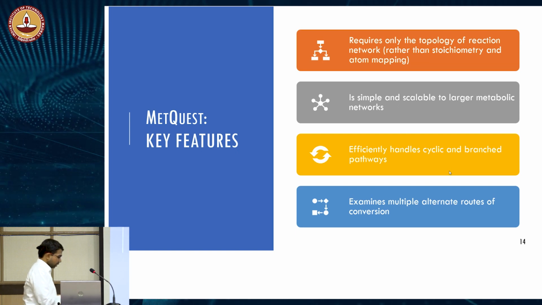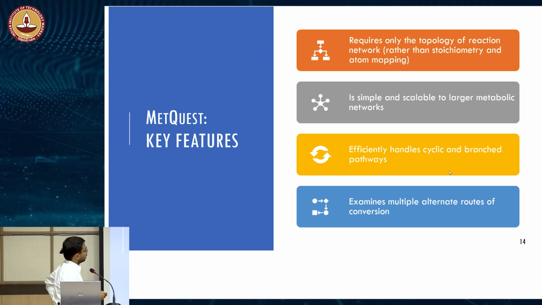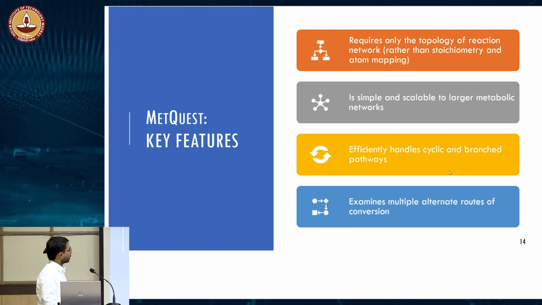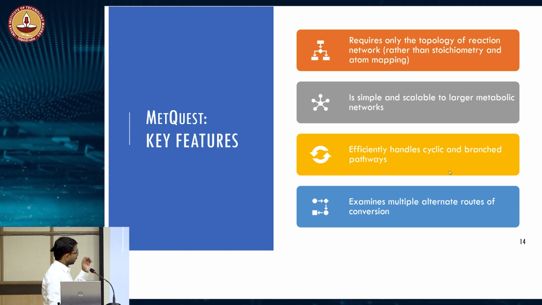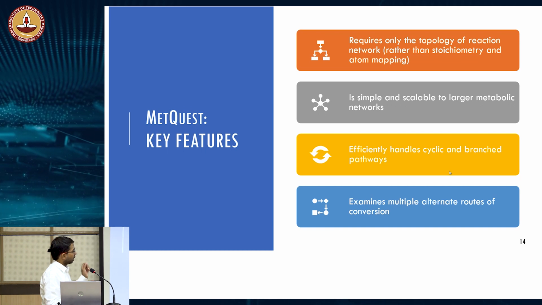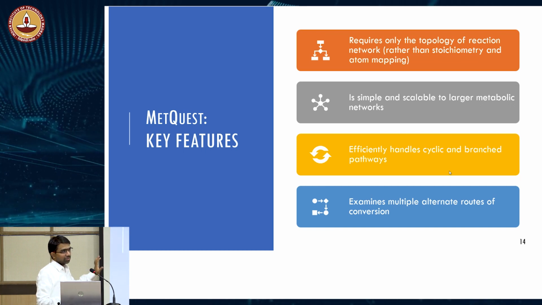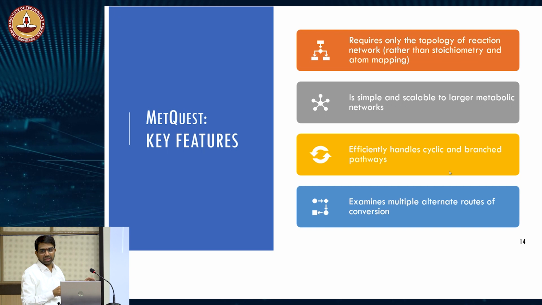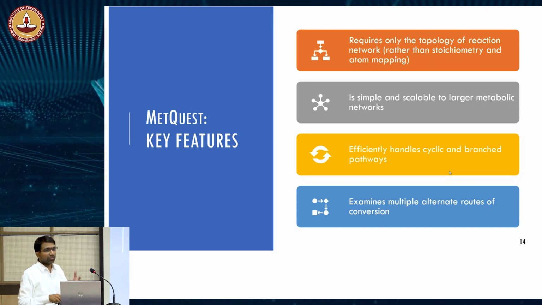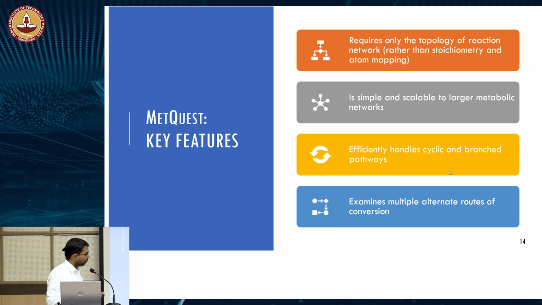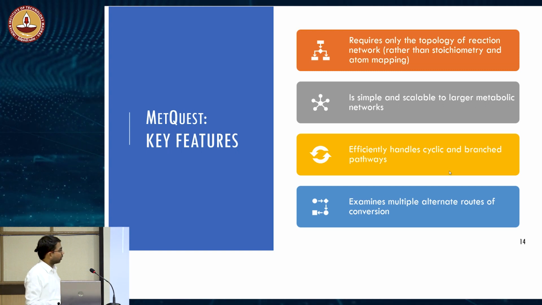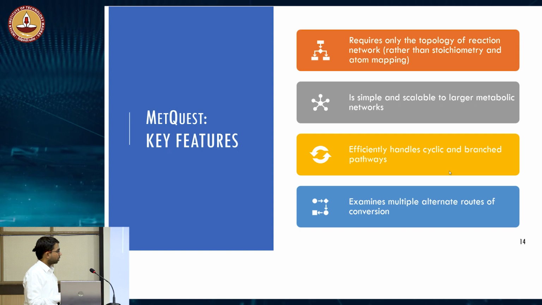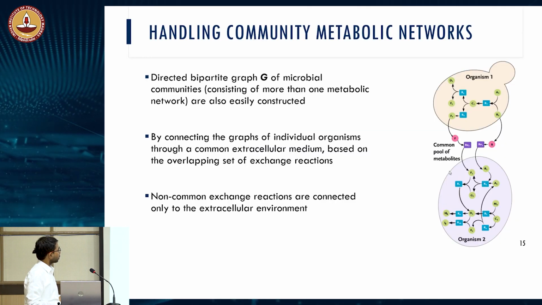What are the key features? It requires only the topology of the reaction network, no stoichiometry or atom mapping, which is typically required in some algorithms, making it harder. And it is simple and scalable to large networks. And invariably in graph algorithms, a pain point is cycles. In metabolic networks, there are obviously a lot of cycles, but we had an efficient way of handling them. And we also examined alternate routes for converting different molecules to each other.